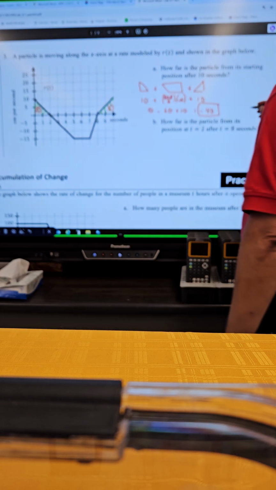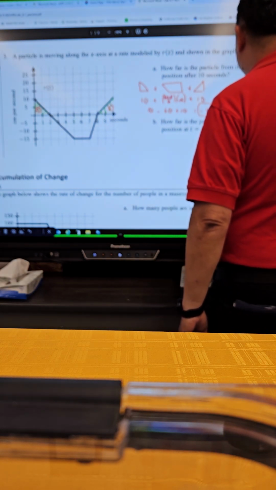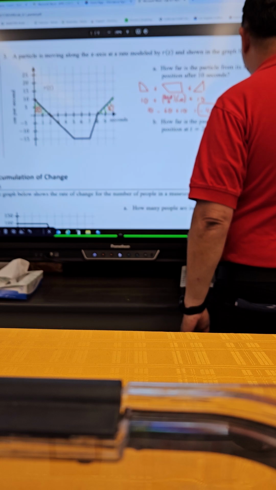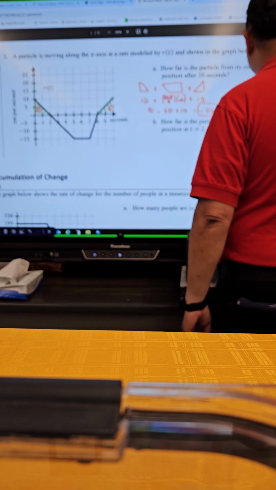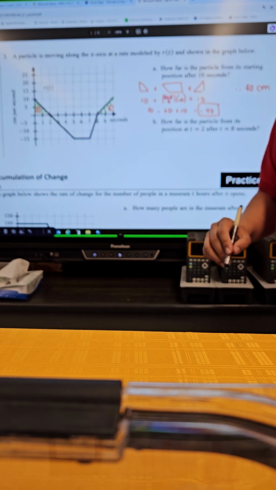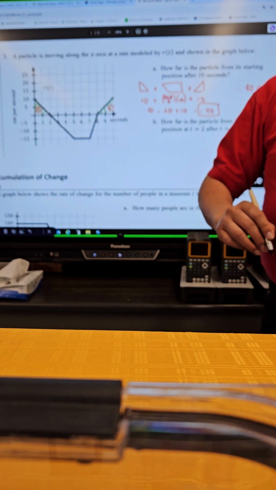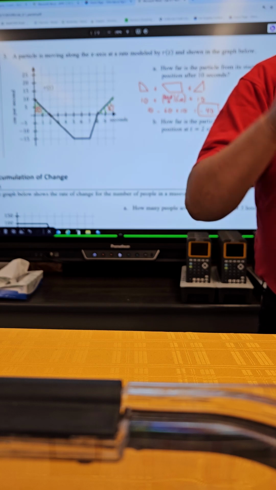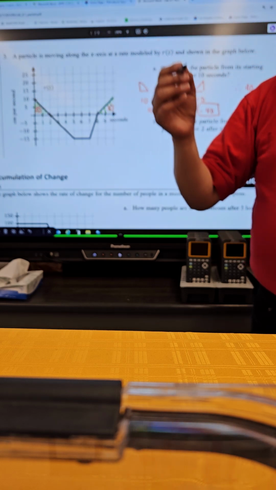Very good. So 40 centimeters to the left. Once you have a negative answer, that means to the left. Once you have a positive answer, that means to the right. Okay?